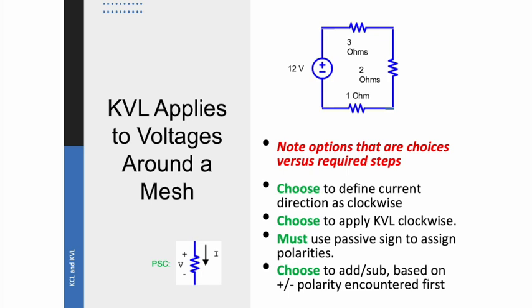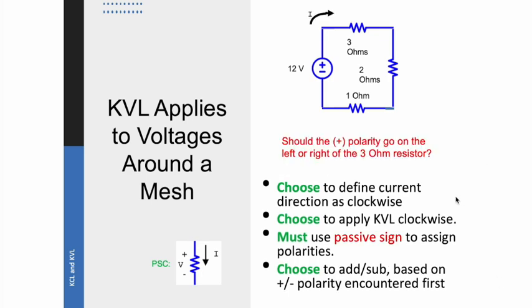Lastly, when I form an algebraic equation associated with each term going around the mesh, I'm going to choose to either add or subtract based on which polarity I encounter first. If I hit the plus sign first for a defined polarity, I add. If I hit the minus sign first, I subtract.